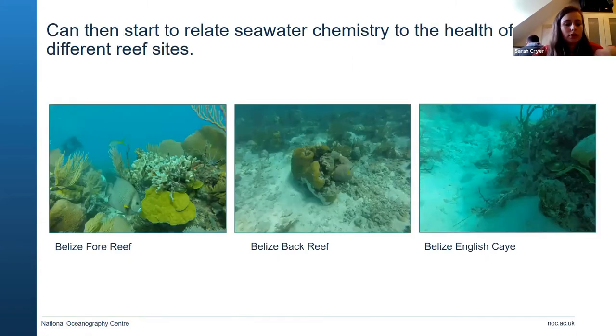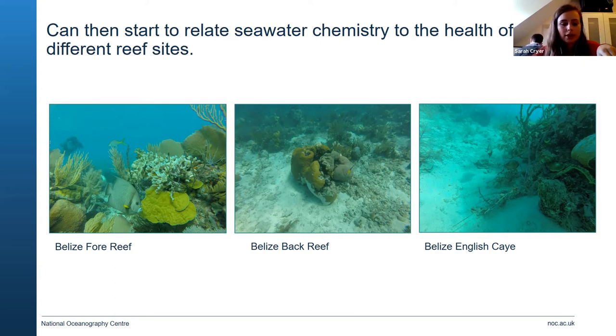So we've looked at the different chemical parameters that we can measure with the OA platforms and what this might tell us, but how does that relate to the different reefs? Coral reefs are under global threat from multiple parameters: ocean acidification, sea surface warming, nutrient overloading. But we want to see, is there a way to monitor reefs, or how can we relate what we're seeing in the chemistry of the water to the health of the reef? So we can start to look at how the ecosystems between these five different sites may vary.